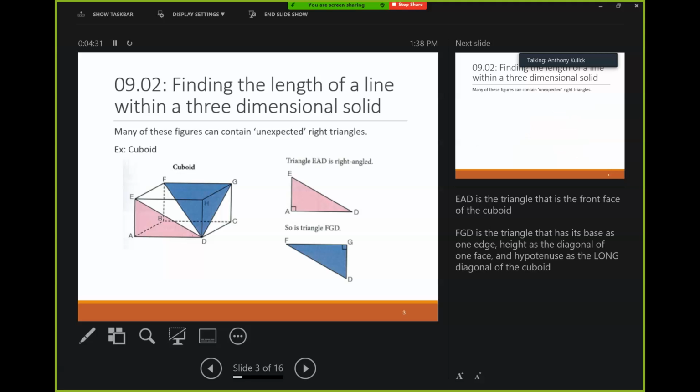But they are both right triangles. They are different calculation triangles. The side lengths will be different. But they are both right triangles, and sometimes that's a little tough to see, especially in the beginning.